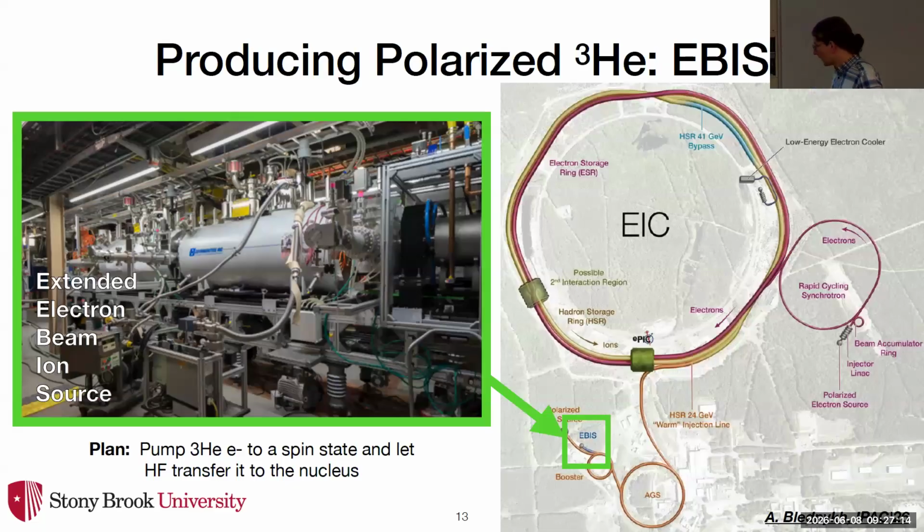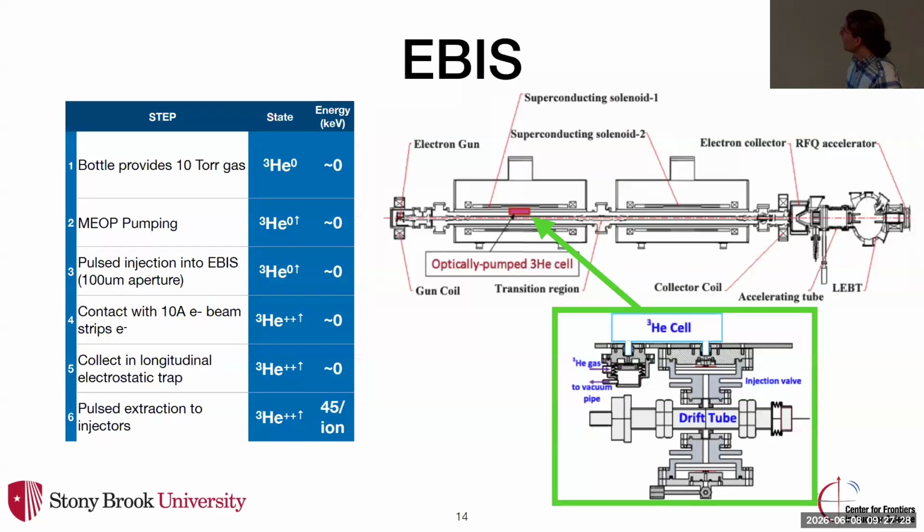Same plan, which is to polarize the electrons and then transfer that polarization to the nucleus through the hyperfine transition. But this time we don't have rubidium. We actually pump directly on the electronic states of helium-3. All right, so here's EBIS. We have an electron gun, and we have an electron beam, a 10 amp beam that's just going along this short length, and then we decelerate it, capture some of that energy, and just do that forever.